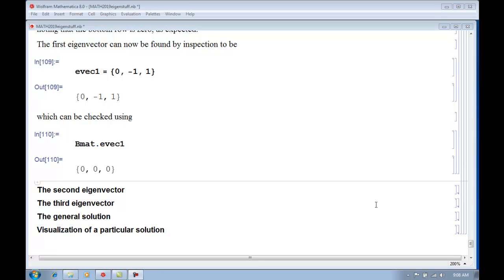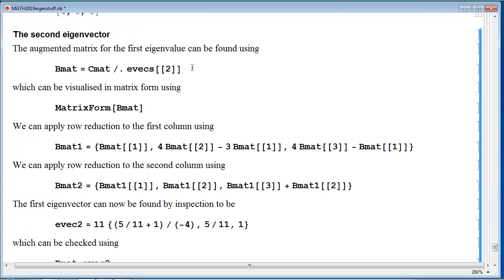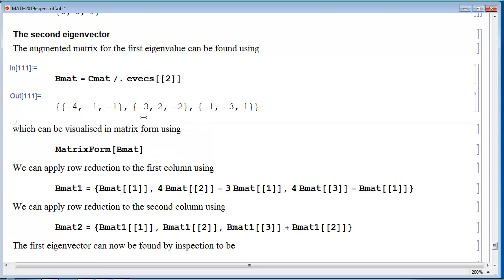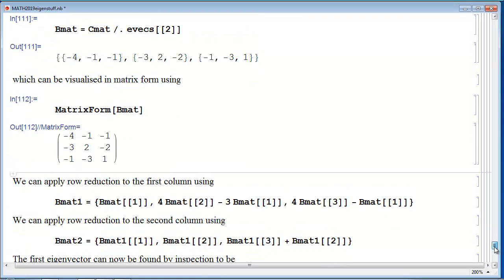Okay, now we're back and we're going to find the second eigenvector, which is through a process very similar to finding the first one. So we evaluate the coefficient matrix C at the second eigenvalue, doing this, and we can see what it is here. And we have to find the solution of the linear equations whose augmented matrix is this and whose right-hand side vector is 0.